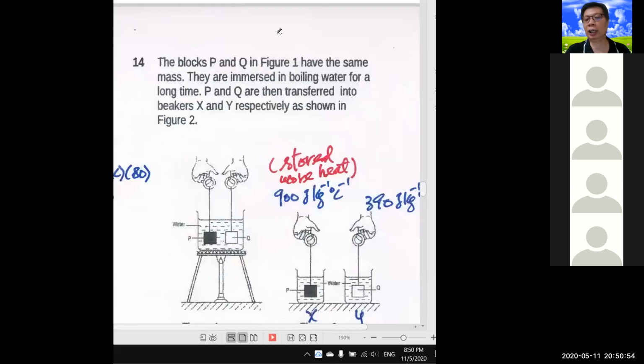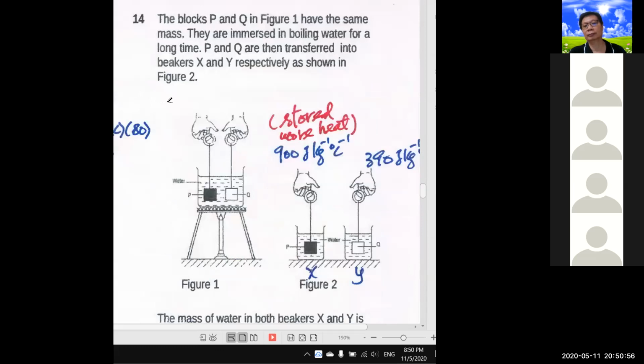Question 14. This one is a structure question. Blocks P and Q have the same mass. They are immersed in boiling water for a long time. Boiling water means the temperature is 100 degrees, so after a long time, blocks P and Q also reach 100 degrees.